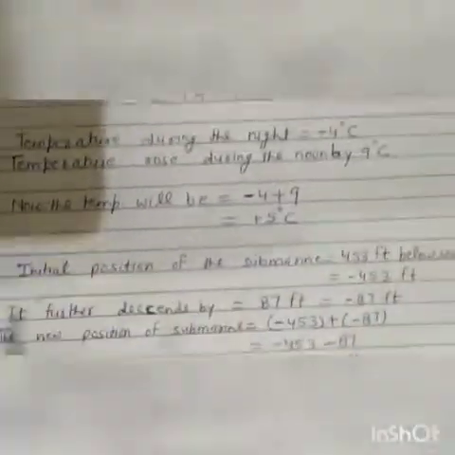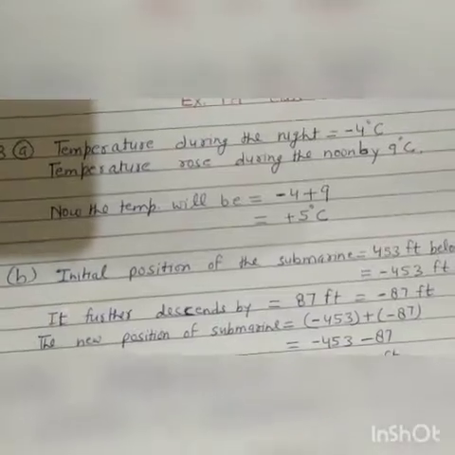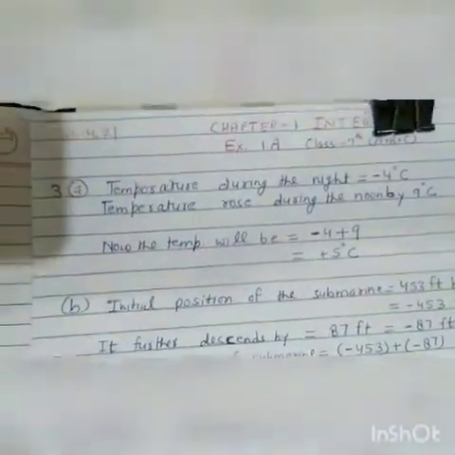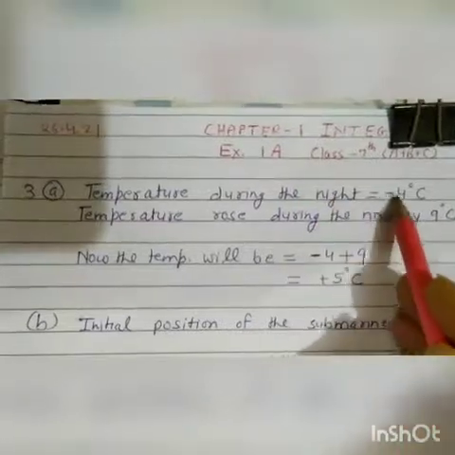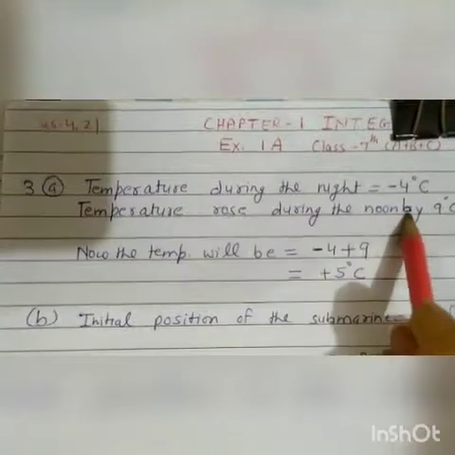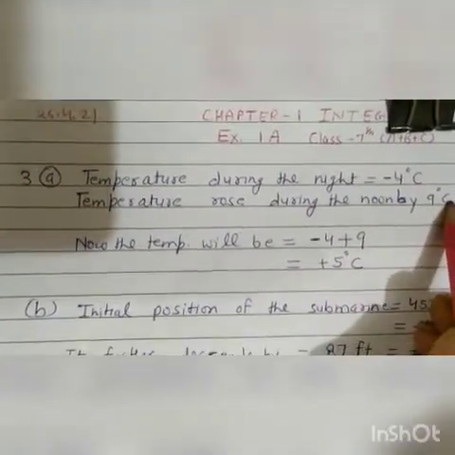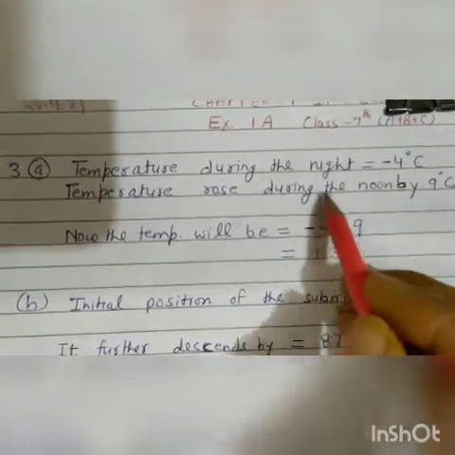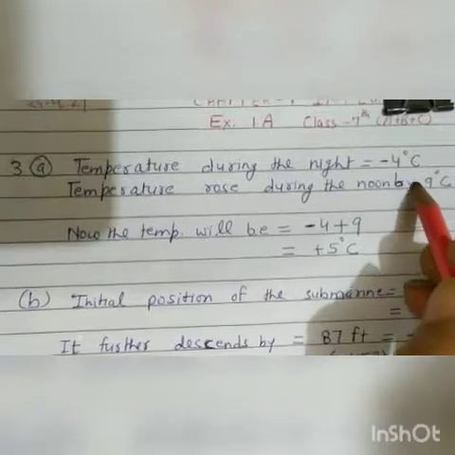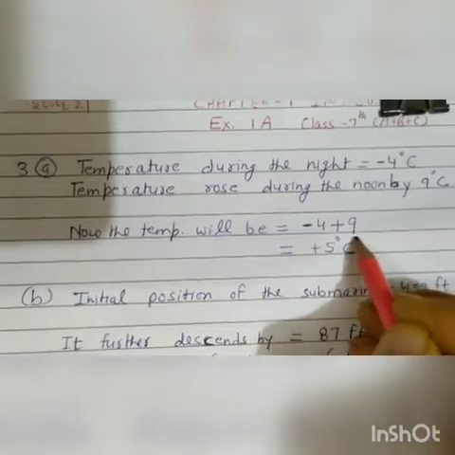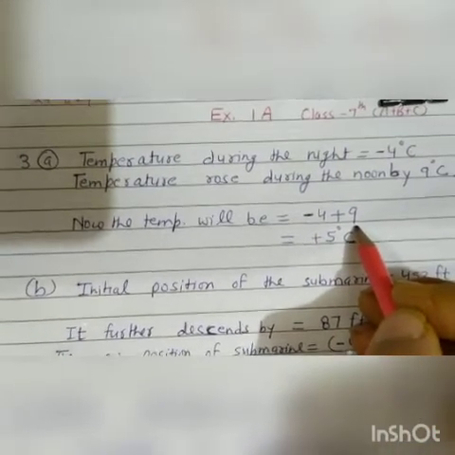See here. This work is for 26 April 2021. Temperature during the night is minus 4 degrees Celsius. Temperature rose during the noon time by 9 degrees Celsius. So now the temperature will be, this is minus 4 degrees Celsius and this is rose, increase, so it will be plus 9 degrees Celsius. Minus 4 plus 9. Then we will simplify as we did in question number 1 and 2.